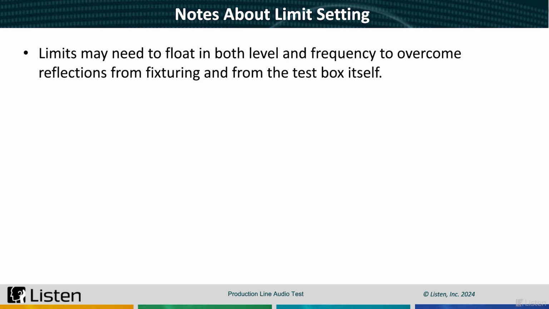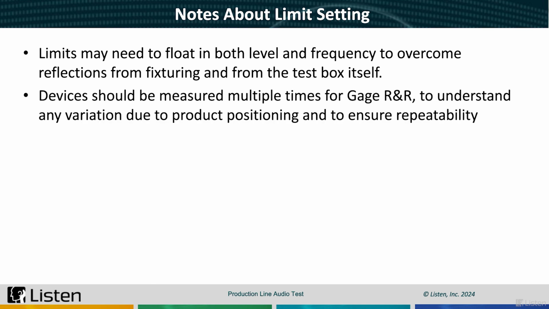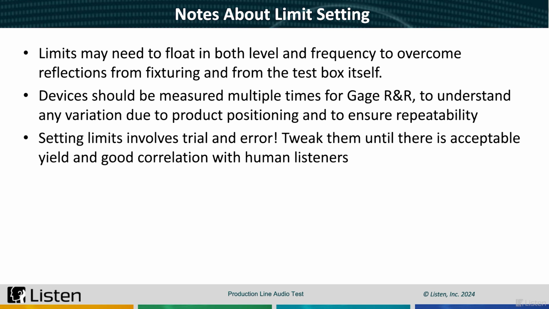Limits may need to float in both level and frequency to overcome reflections from fixturing and from the test box itself. When configuring limits, devices should be measured multiple times for gauge R&R to understand any variations in the product measurement positioning and to ensure measurement repeatability. There is often a certain amount of trial and error involved in setting limits, tweaking them until there is acceptable yield and good correlation with human listeners.